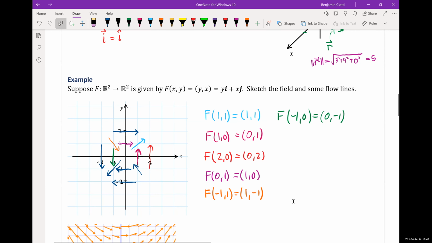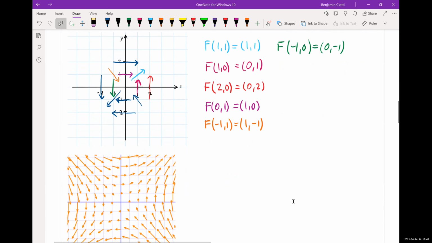I could also use software. So in this picture below, you can see the result of asking software to compute the vector field for me. It drew the vectors for me. You can find a number of applets or programs or web pages where they'll plot these vector field plots for you. It can sometimes be useful for getting an idea of what they look like, but you should still be able to do them yourself.